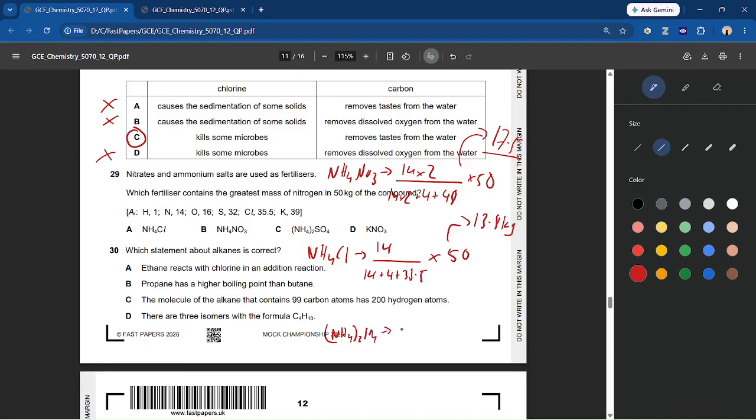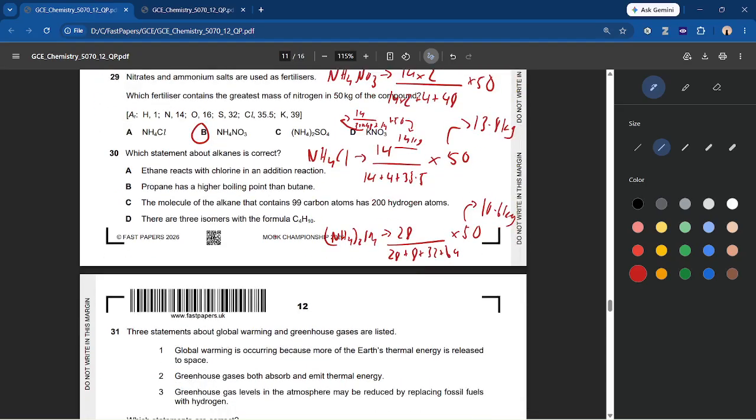So (NH4)2SO4, let's do that over here. Again, you have 2 nitrogen, so this will be 28. This will be 28 plus 8, because there's 8 hydrogen, plus sulfur, plus oxygen 64. So you do this into 50, and it's going to give you 10.6 kg. And the last one, potassium nitrate. This will be 14 divided by 39 plus 48 plus 14, and a 50, and together that gives you 14 kg. So the highest is going to be NH4NO3.